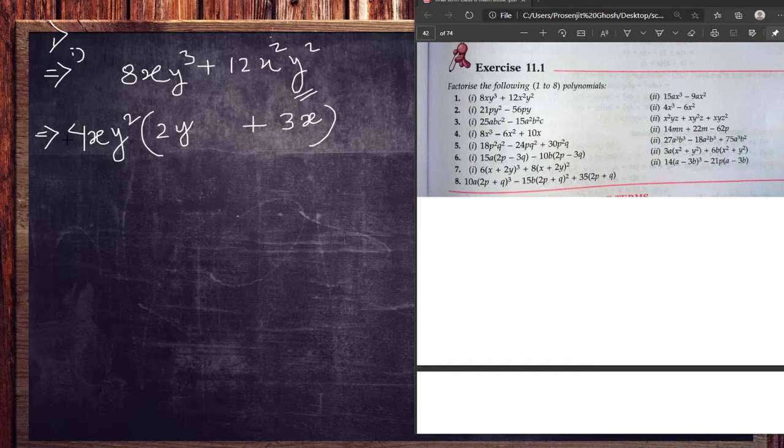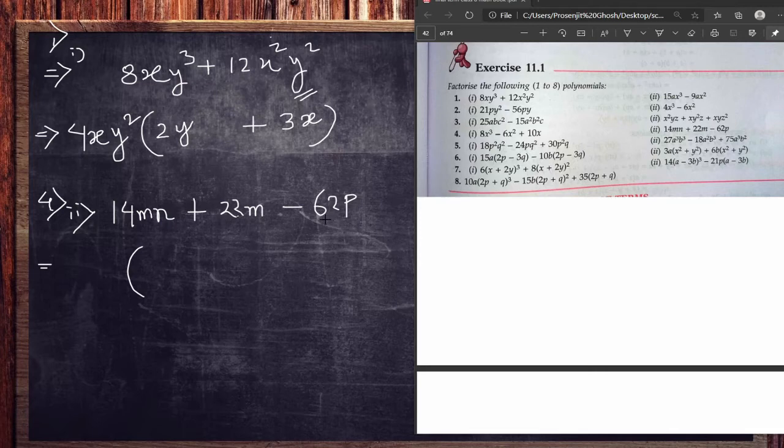Alright, let me do another one. 4 part 2. What is given? Let me write it first: 14mn, 22m minus 62p. What I told you? Find out the common factors. That is your work, and for that I told you a few steps. First is for the number. For the number, you can see that 14, 22, 62.